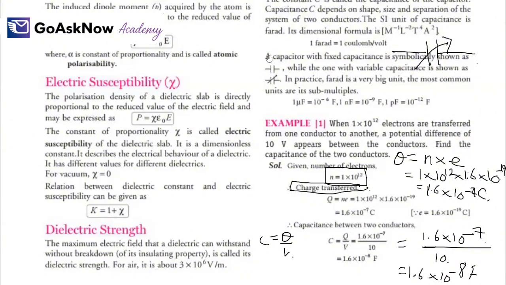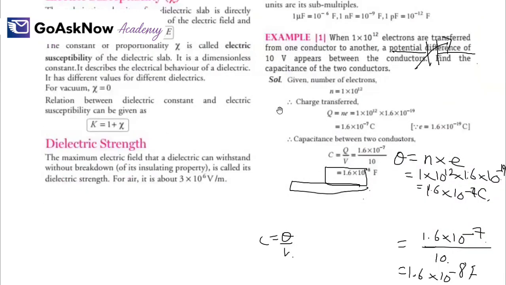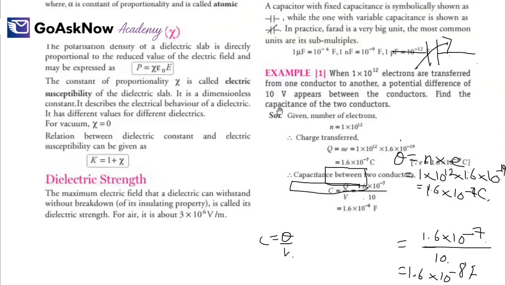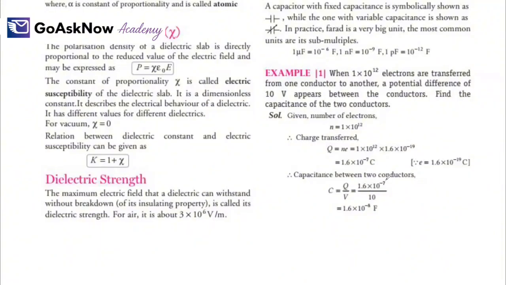You can also write it in other units, like microfarad: 1.6 into 10 to the power minus 2 microfarad, which is the same answer. Now let's move further and see the next topic, or if there is any other question we will take it.